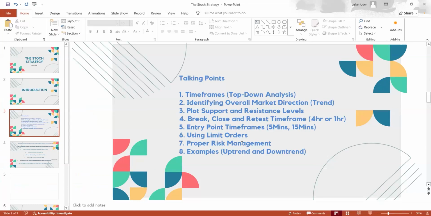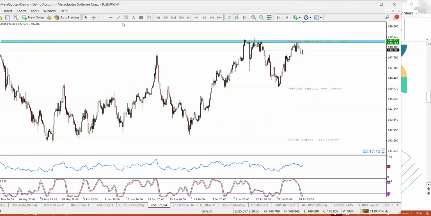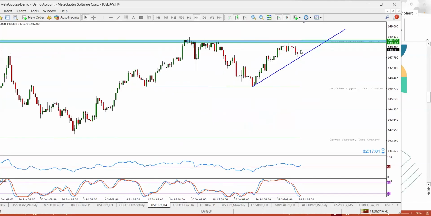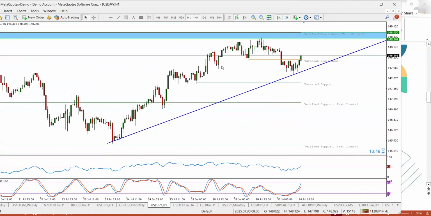If we are going to wait for a break, close, and retest on 4 hours, let's go to 4 hours. This is 4 hours. Price is currently going up. We can see that price is on an uptrend. Here, for example, you can see it. Look, price is on an uptrend. So you can even go for a temporary, small buy, and buy from here to this resistance, right? Price is currently going towards this resistance.